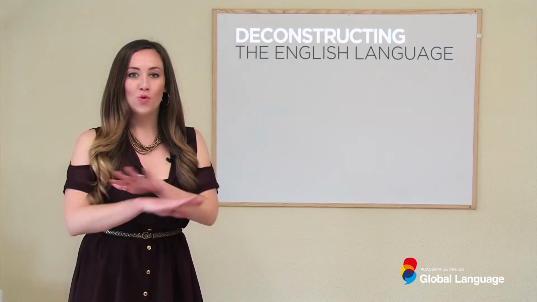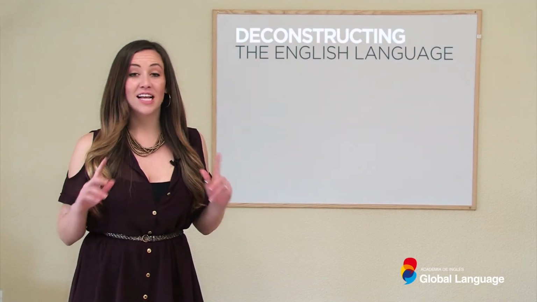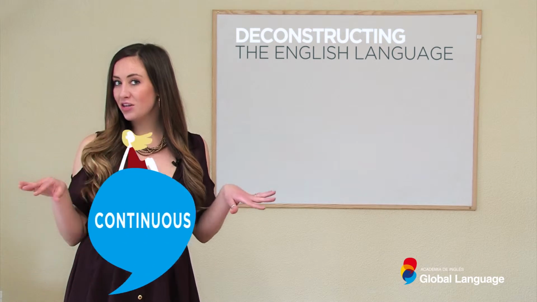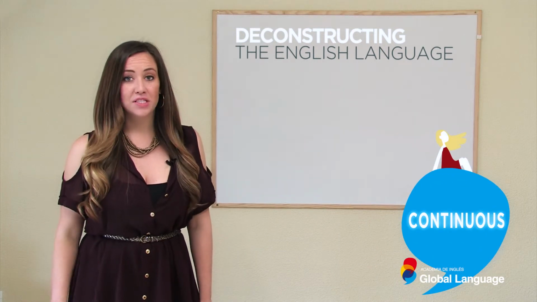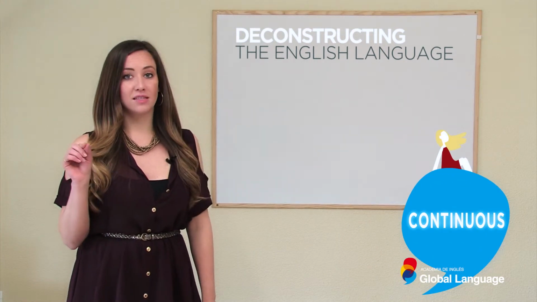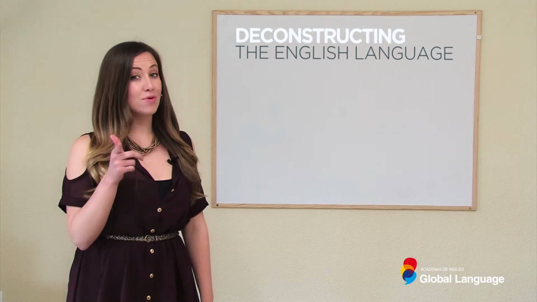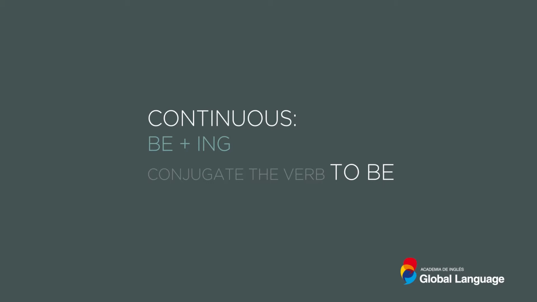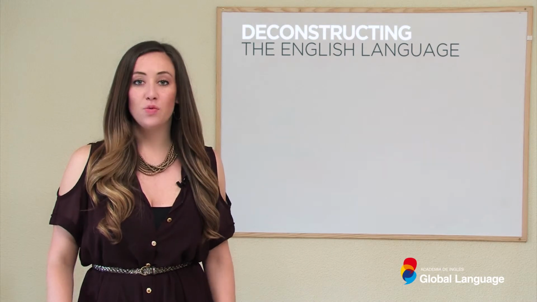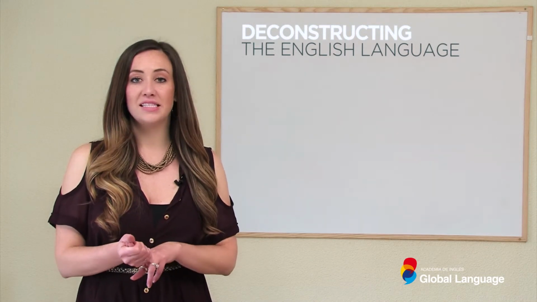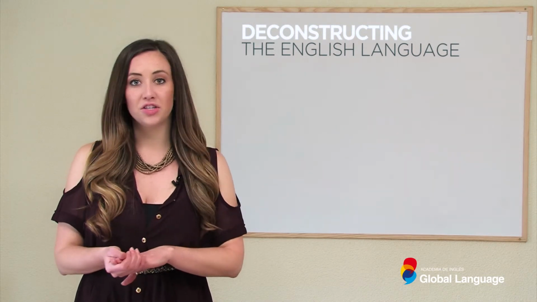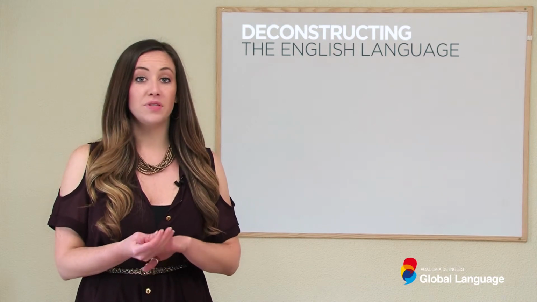All right, we're done with simple. So let's continue to continuous. Within continuous, you gotta remember some basics. To be plus ing. Remember those gerunds. Within continuous, we use the past, present, future, and conditional form of the verb to be.